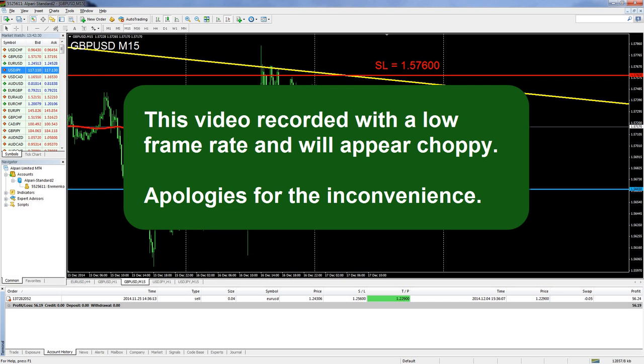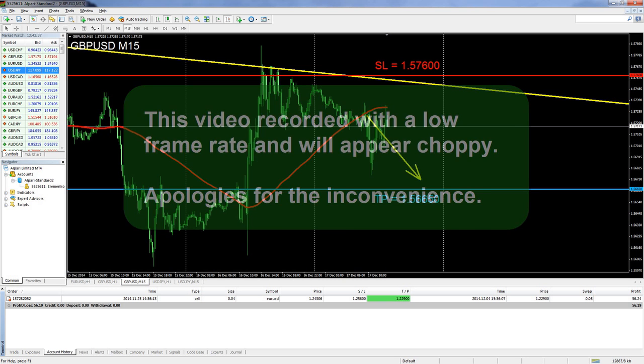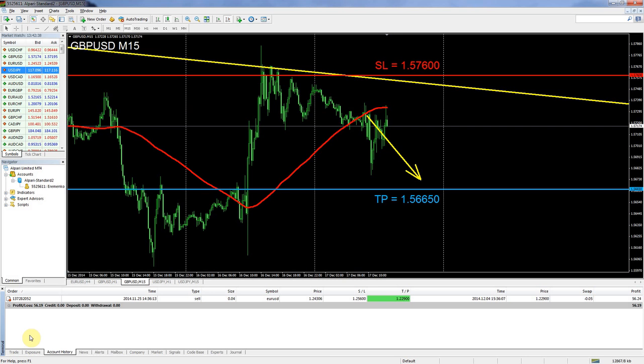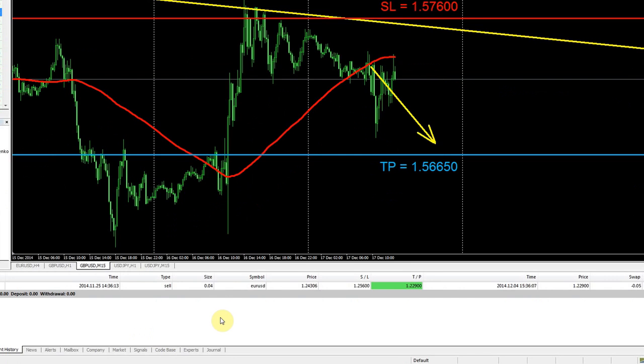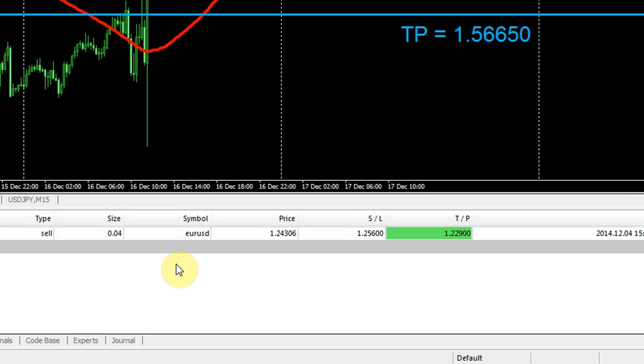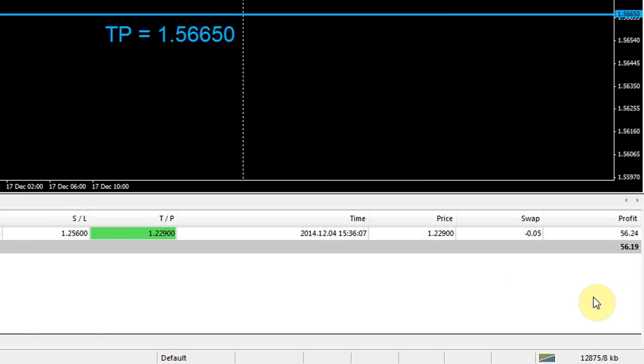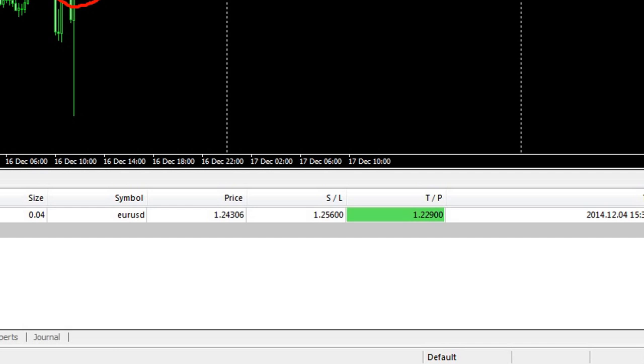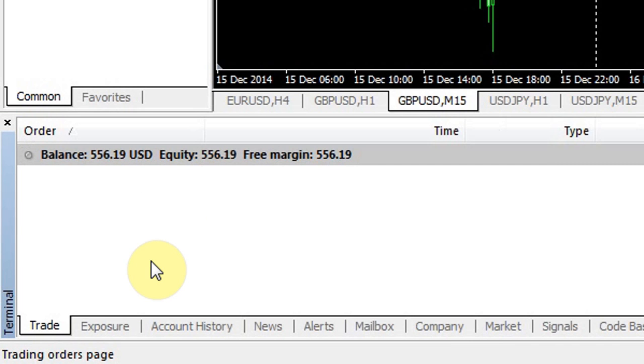Today a good opportunity presented itself and we will be conducting our second trade on our real live Forex account. If we look down here in the account history tab, you can see the result of our previous trade, which was a euro-dollar sell order, which closed at take profit and brought us a total of $56.19 profit. So now if we move on to the trade tab, you'll see that the current balance on the account is $556.19 of real money, which we will be using today to conduct our second real Forex order.